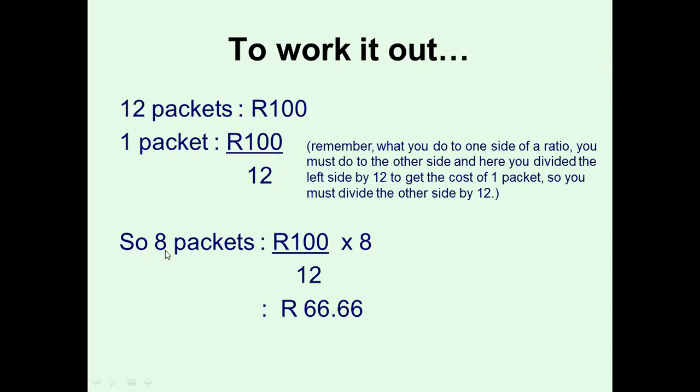Therefore, 8 packets, and what have you done to this side? You've multiplied it by 8. So what have you got to do to that side? Multiply it by 8. So 100 Rand divided by 12 multiplied by 8 equals 66 Rand 66 cents.